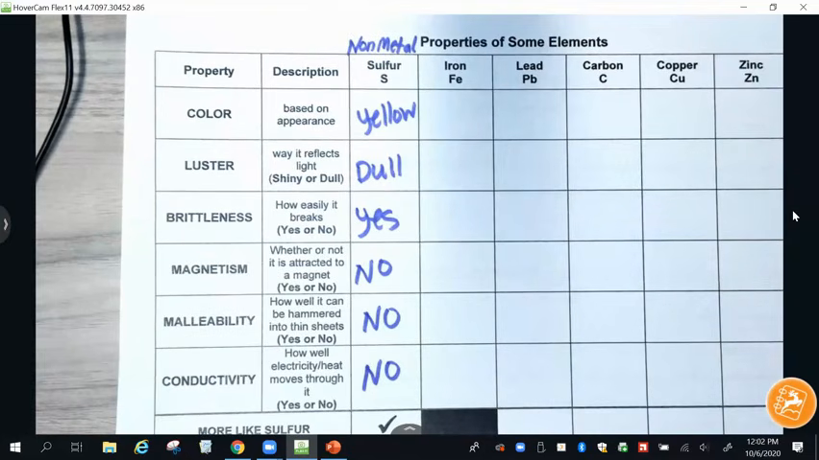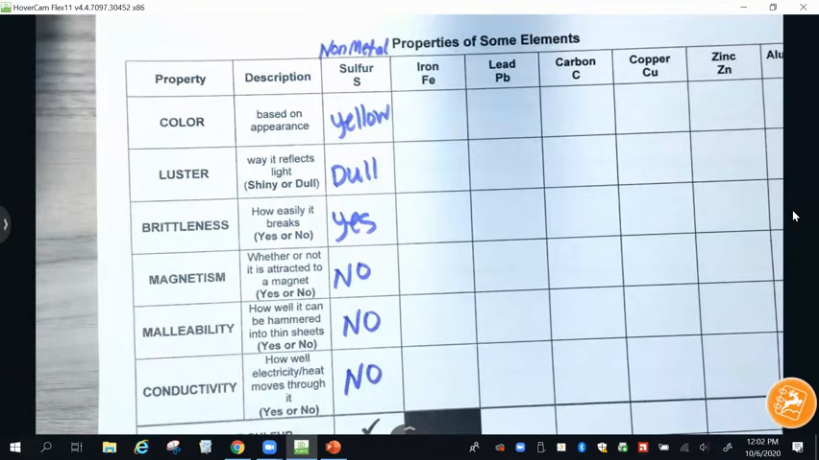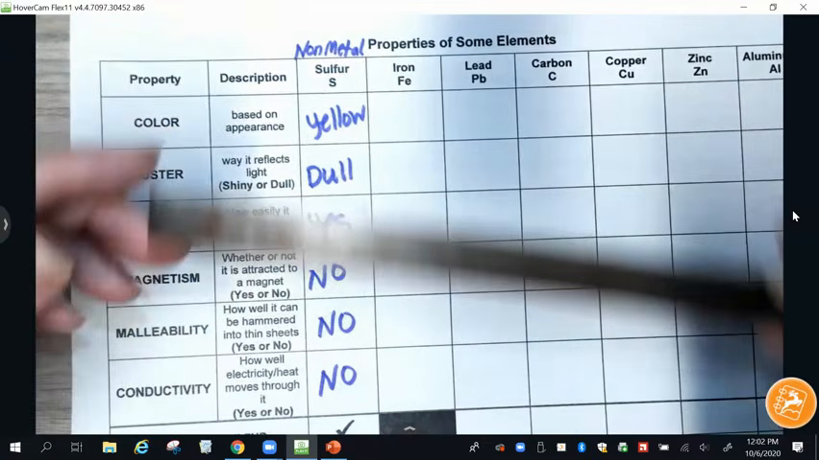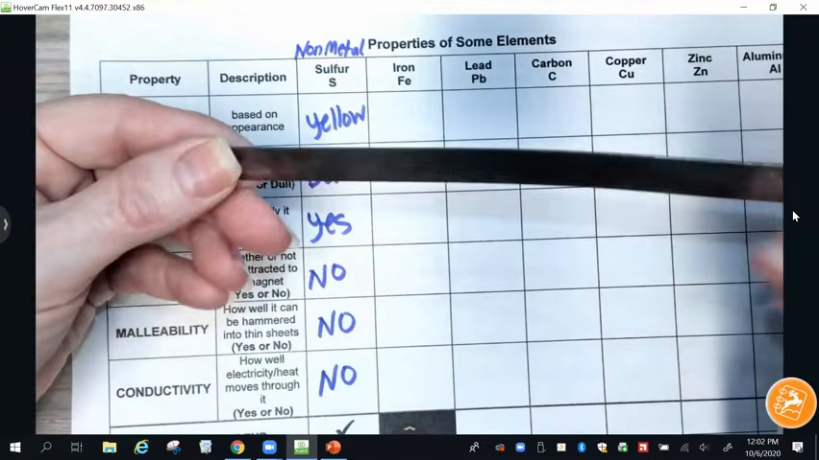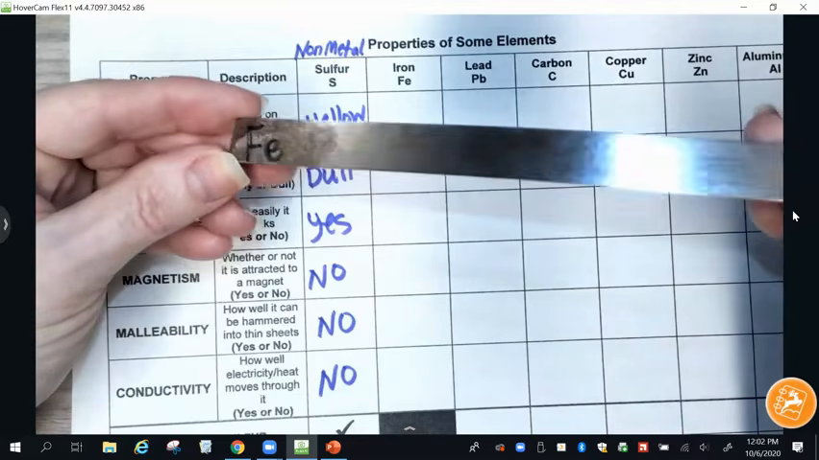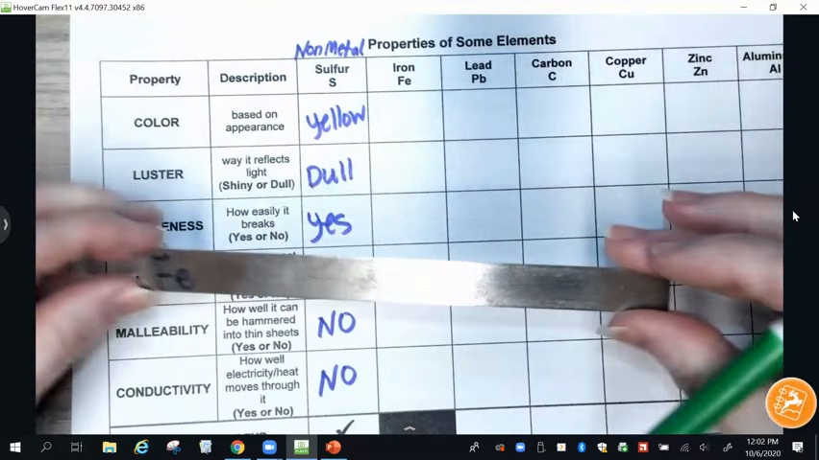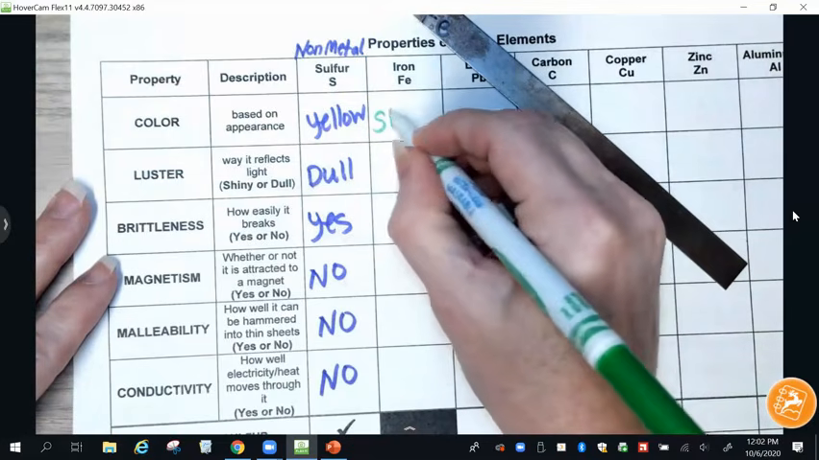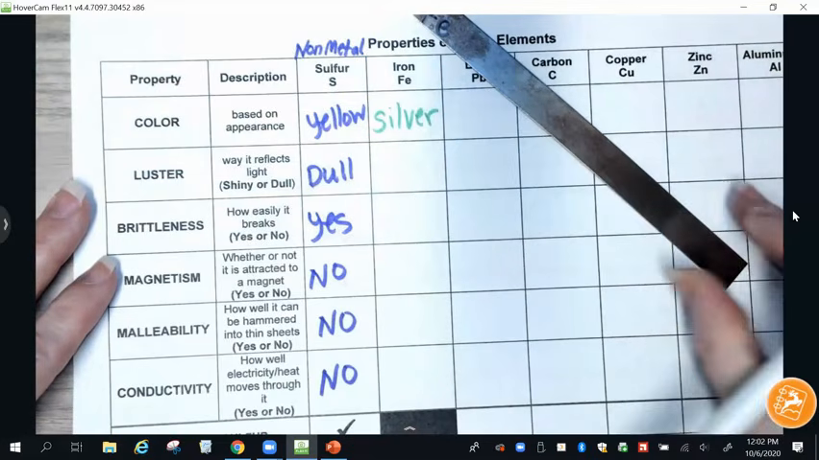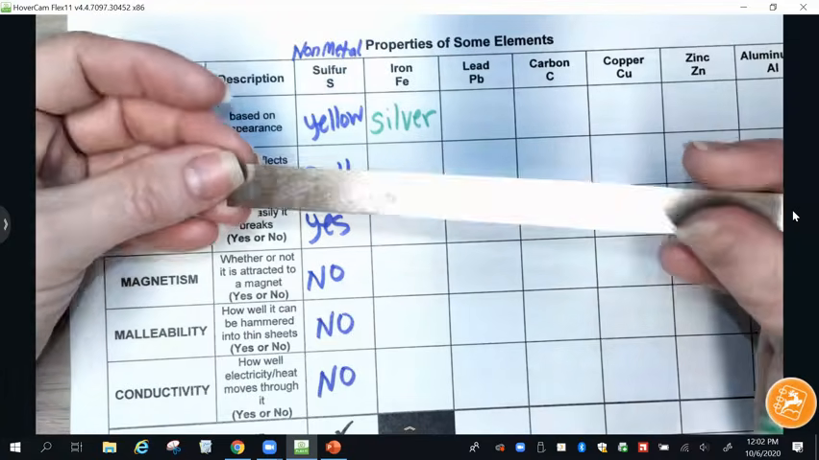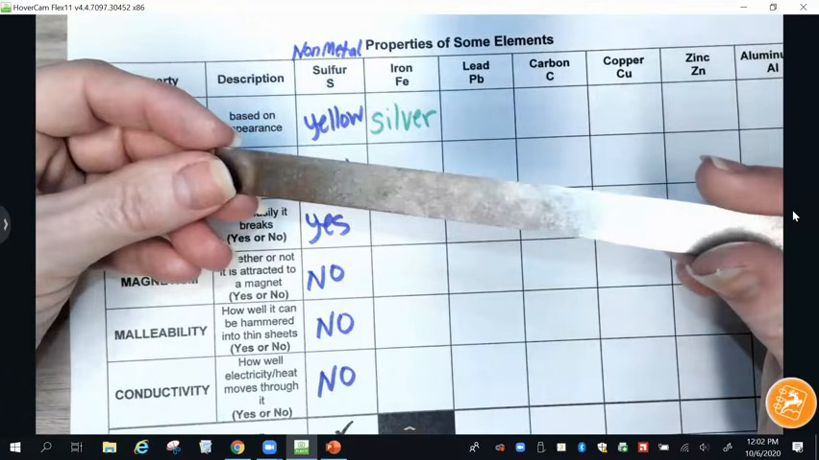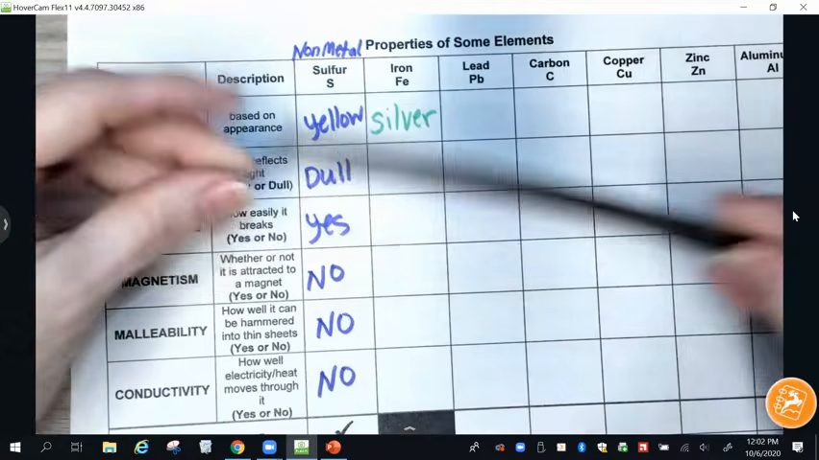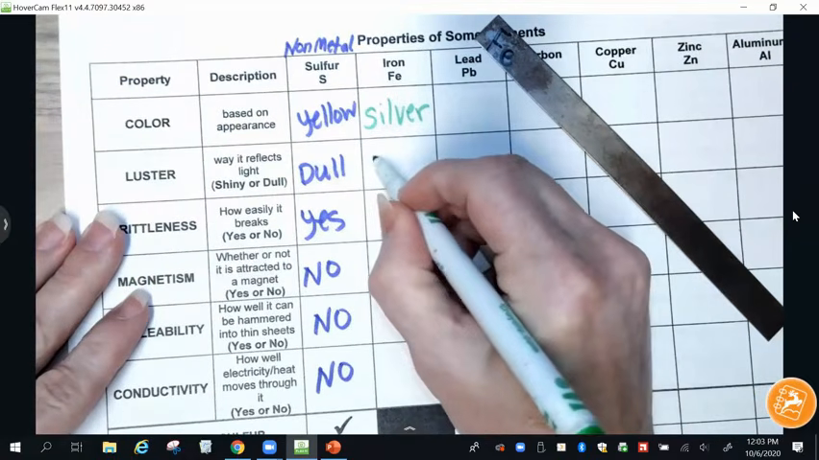Okay, so for iron, let's look. All right, here is my sample of iron. If you look at it, it's silver. So we're going to say silver for color. Luster, is it shiny? Yeah, very. You can see the light reflecting back. So we're going to say shiny.